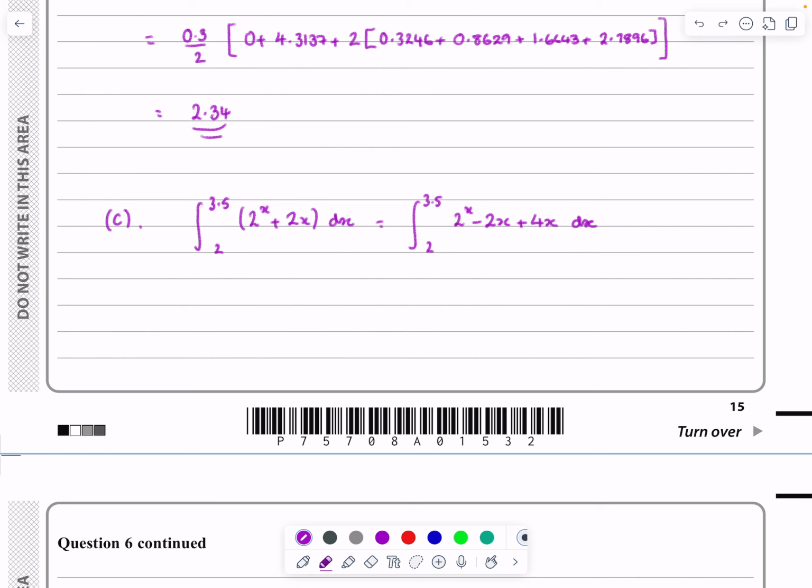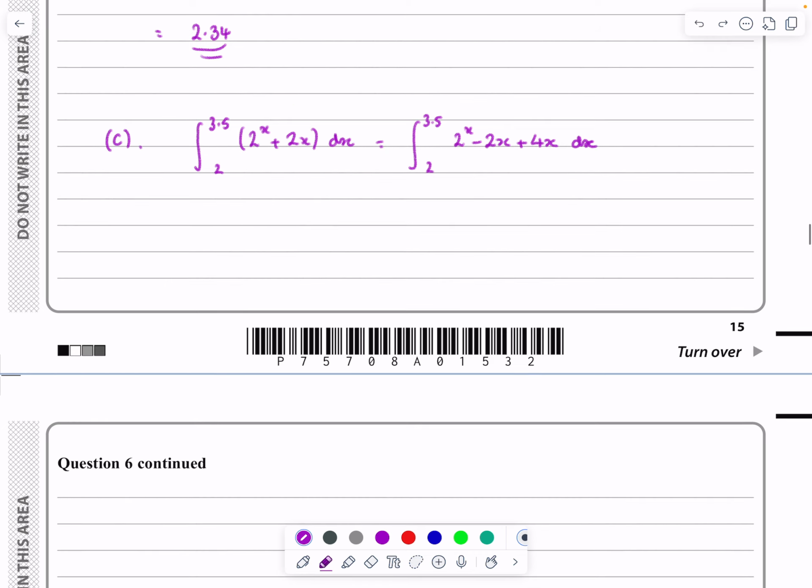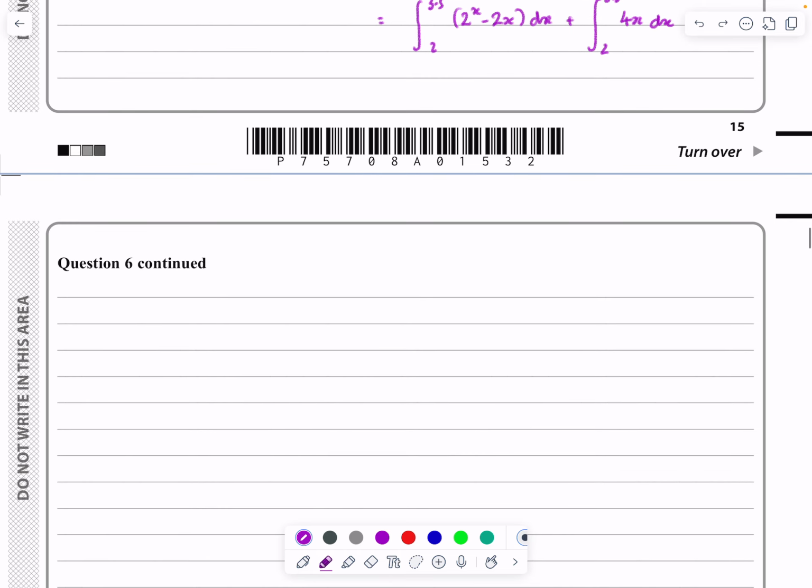So adding 4x on there, and then you say, right, okay, now that I've got that, it's relatively straightforward to say, well, this is the integral between 3.5 and 2 of 2 to the x minus 2x, our original thing, but then plus just the integral of 4x between 3.5 and 2 dx. And what we've now found is we know what that is already. That's our 2.34, and all of us can do that. All of us can integrate 4x and get the answer from that. So let's just finish it off. That works out to be 2.34.